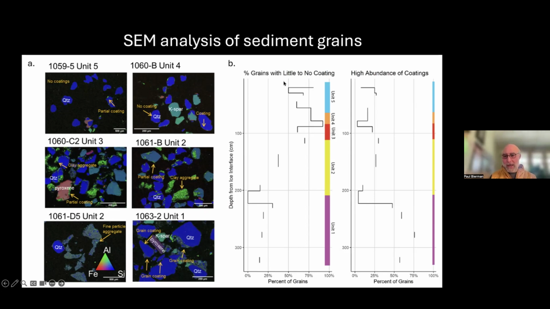And she quantified that by looking at all these images and counting. And again, the upper units have little to no grain coatings. The lower unit has extensive grain coatings. We can replicate this with geochemical measurements of leaching these coatings off. So we're pointing to the early material, this first unit, as having extensive soil development.